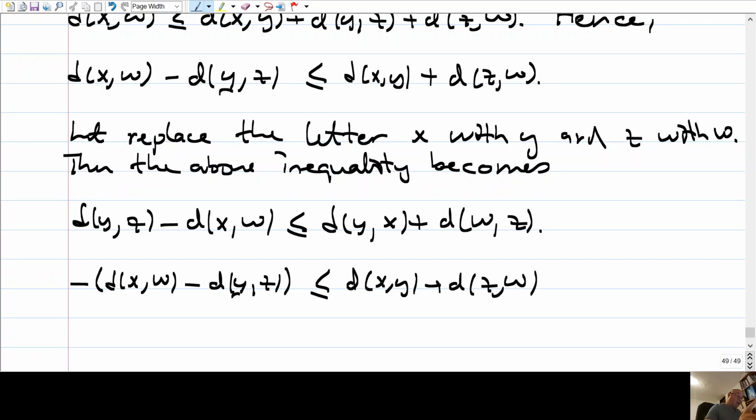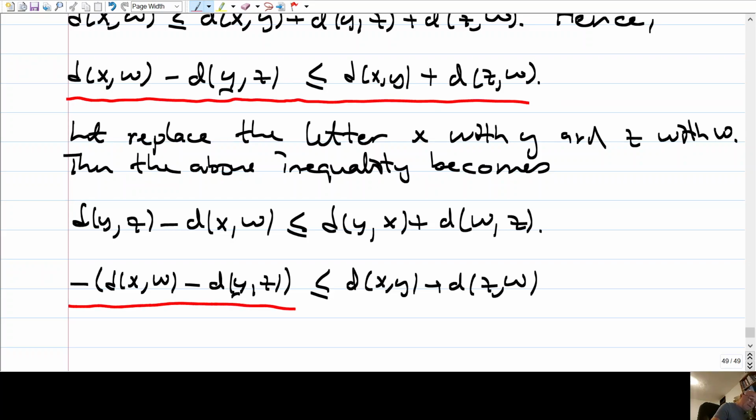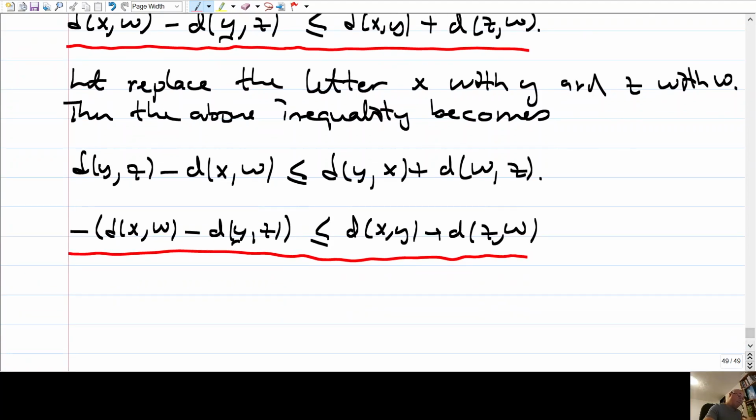We obtained the following inequalities. Let me write them down. I have this inequality and this inequality. And you see, whatever this number is, it is less than this number, and the negative of that number is also less than the same number.